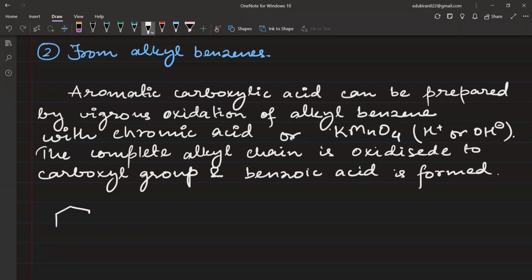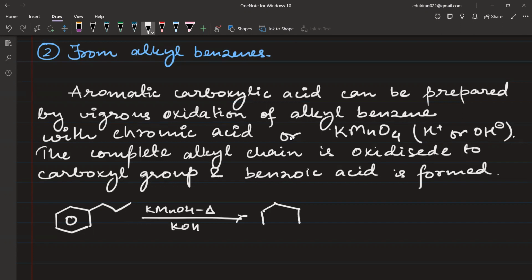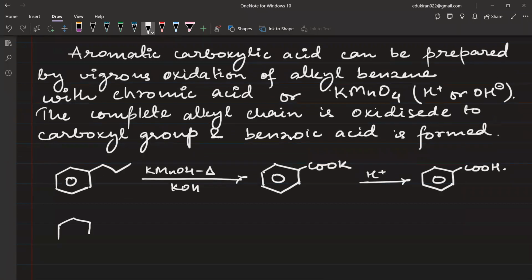So for example, if you have something like this, no matter how many carbon chains you have, if you react this with KMnO4 in the presence of heat and KOH, then first of all, since we are having KOH, you are going to get COOK, the potassium salt of benzoic acid. Now you need to add H plus in order to get benzoic acid. No matter what the chain length is, even if you have one carbon, you are going to get benzoic acid.